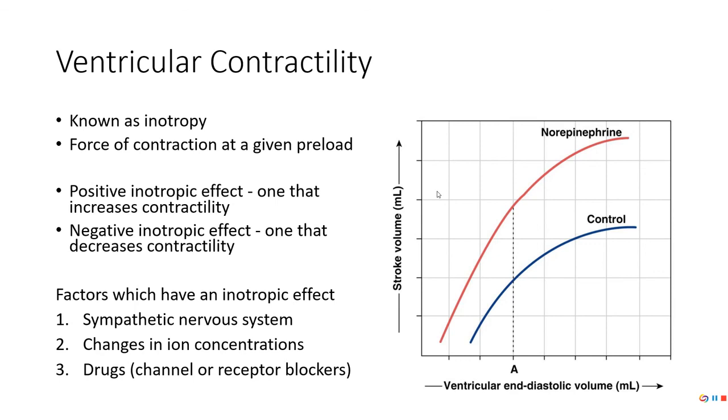Okay, and so some examples of things that will cause that will be the sympathetic nervous system. Okay, norepinephrine, we release norepinephrine. That's going to increase the strength of contraction, and we'll talk later about how that happens. Okay, depending on specific ions, that can affect it. That can be both positive and negative. Or certain types of drugs. We can give someone what's called a beta blocker, and that will prevent the heart from contracting as hard.